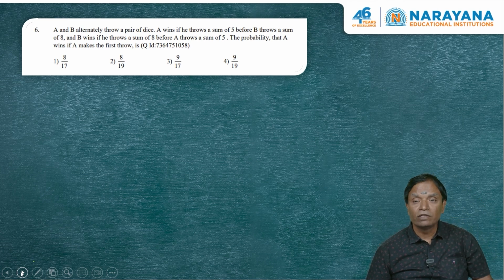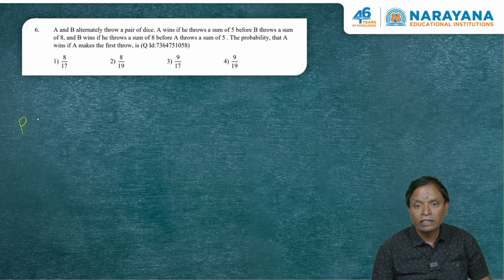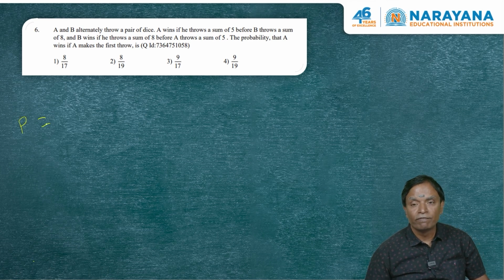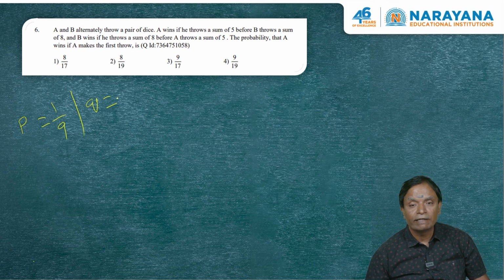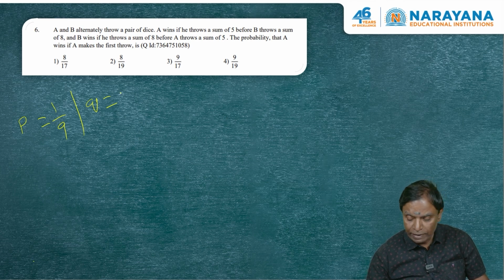A wins if he throws a sum of 5 before B throws a sum of 8, and B wins if he throws a sum of 8 before A throws a sum of 5. Then you are asked to find the probability. As all of you know, P, the probability of A throwing sum 5 before B throws sum of 8, is 1 by 9. Similarly, the probability that B throws 8 before A throws sum of 5 is 5 by 36.